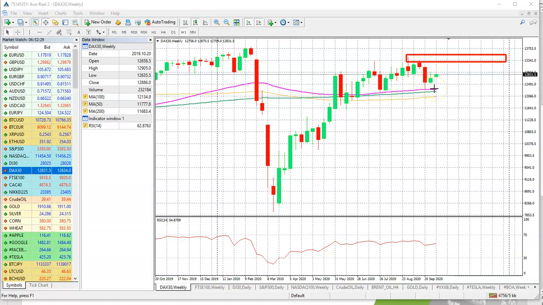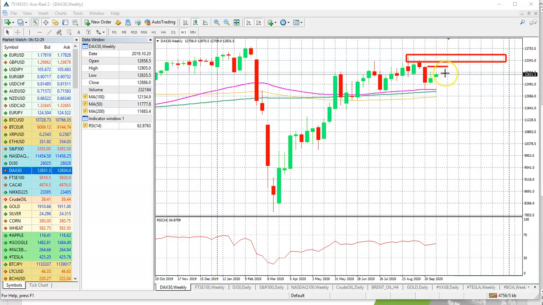So what this means is that the price really needs to break above this week's high. Just right over here, we need to break above this high. That will confirm that yes, this market is going to continue its journey to the upside.